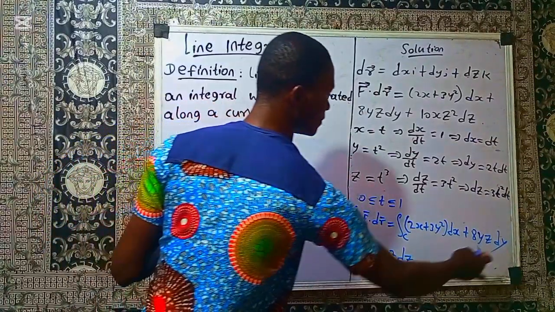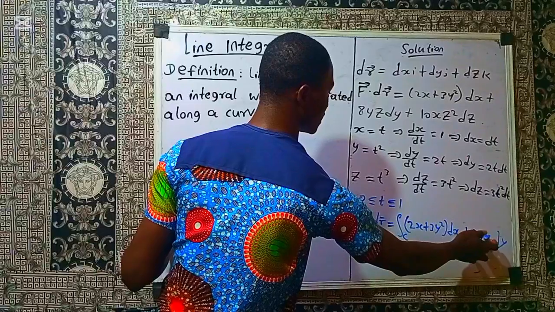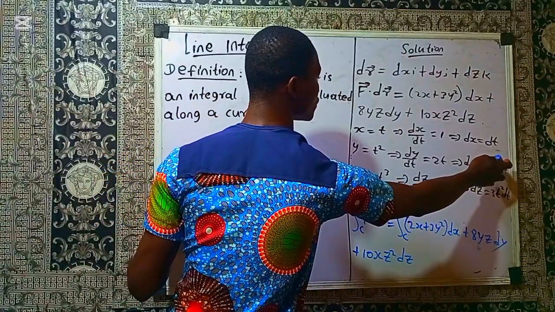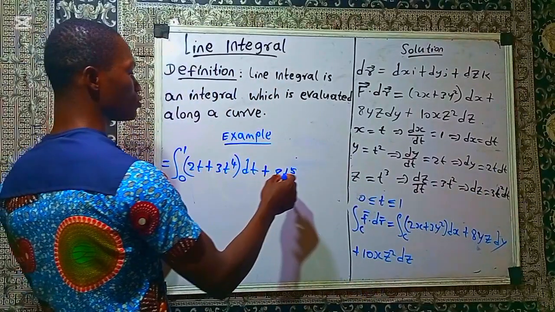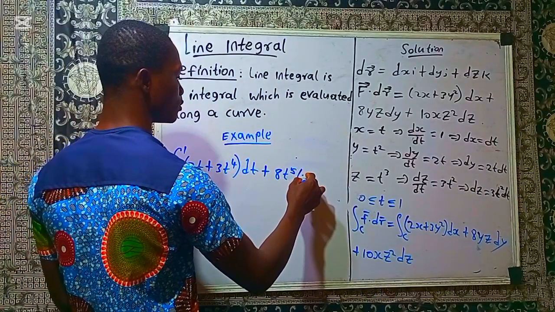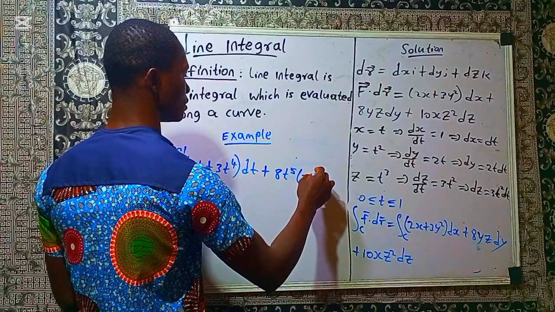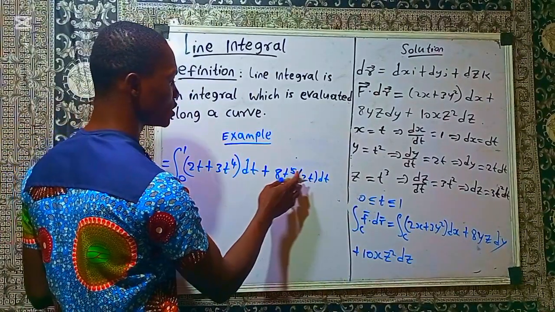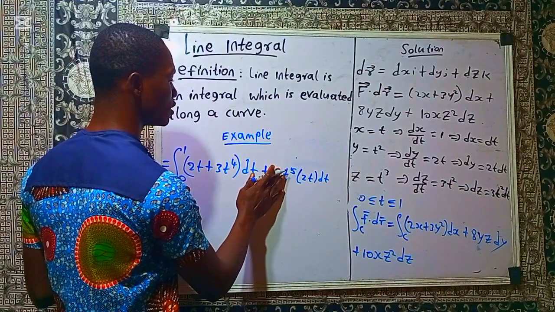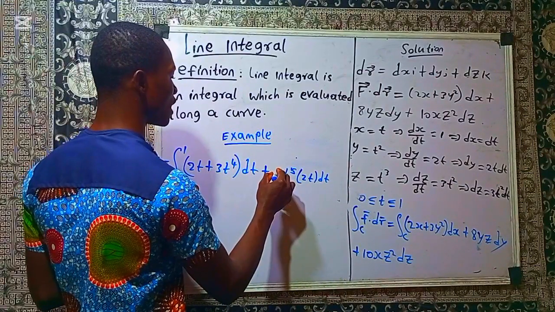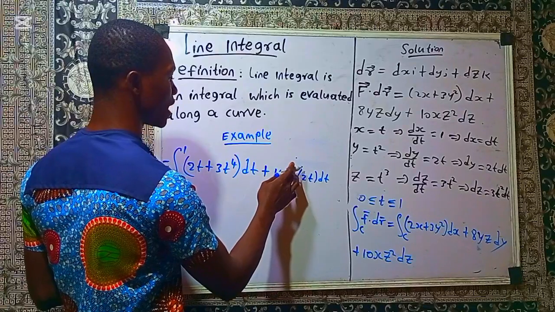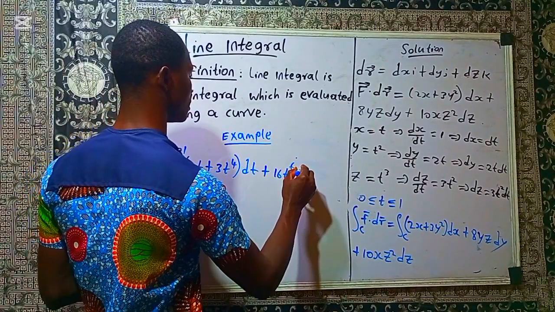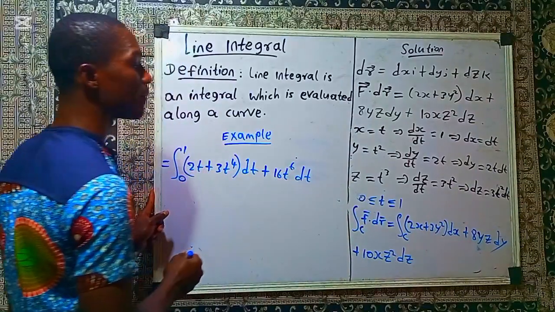But what is dy? Because this 8yz is multiplying dy. We got dy to be 2t dt. So we are going to multiply this by 2t dt. So if you multiply it by 2t dt, what will you get? You will now have 2 multiplied by 8, which is 16, and t multiplied by t raised to power 5 gives t raised to power 6. So this will be 16t raised to power 6 dt.